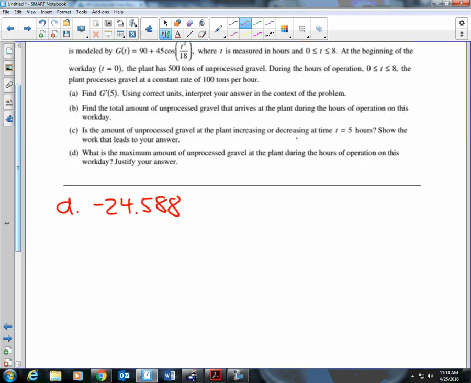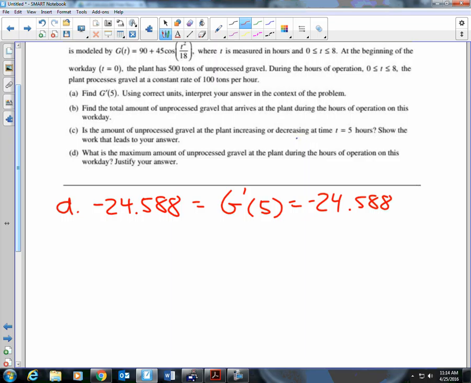No. The antiderivative of the rate gets the amount. Sure. What?